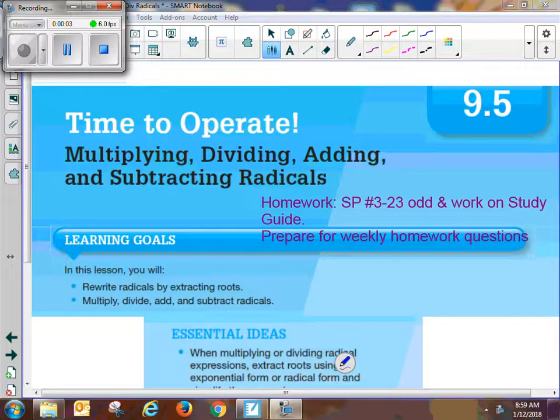Homework: 3 to 23 odd. Work on the study guide, and probably a weekly homework question on Tuesday.